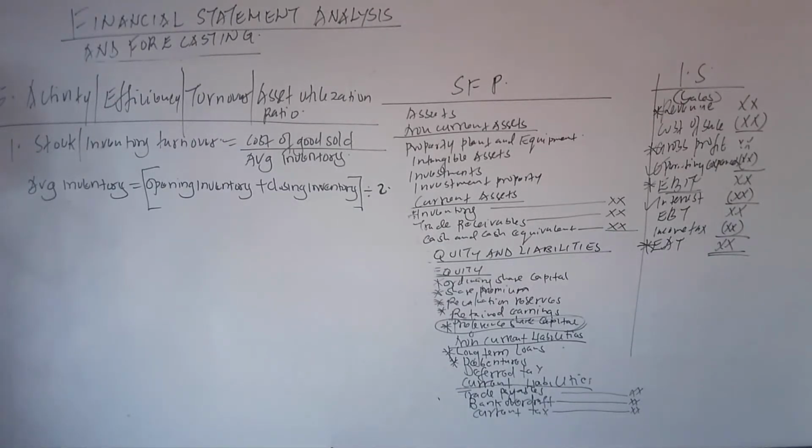Then below there, write and say, where there is no opening inventory, closing inventory is assumed to be the average inventory.